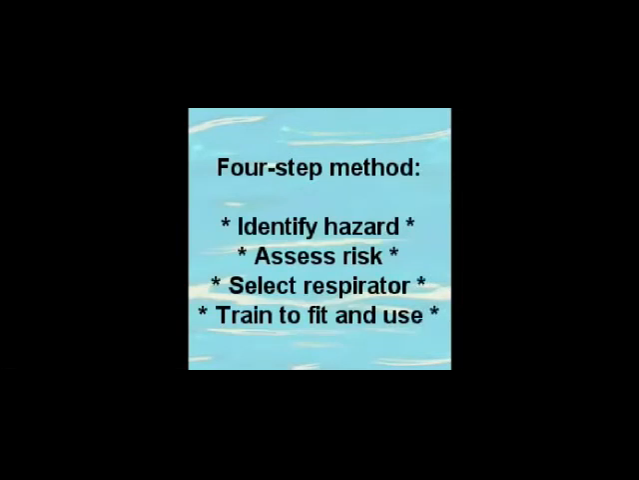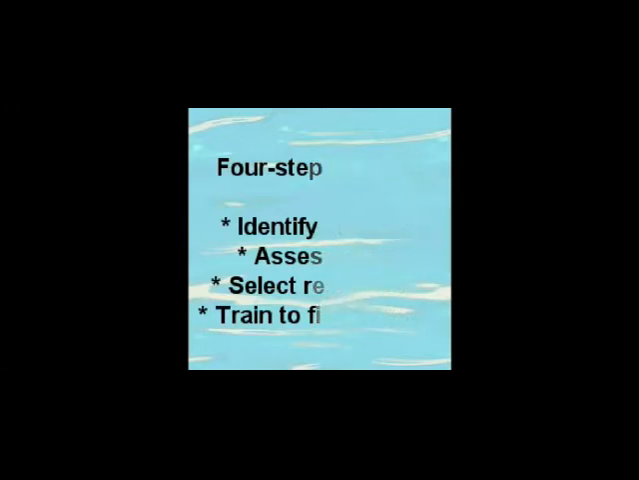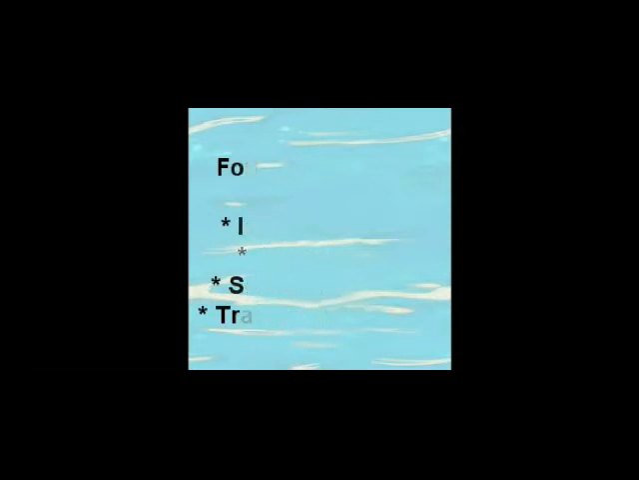First, identify the hazard. Is it dust, fumes, metal fumes, gas, vapor, etc.? Secondly, assess the risk. Assess the hazard levels against safety standards and consider the other protection needed for skin and eyes. Thirdly, select the correct respirator for the required exposure. And finally, undertake training in fitting and use. This will help optimize the respiratory protection.